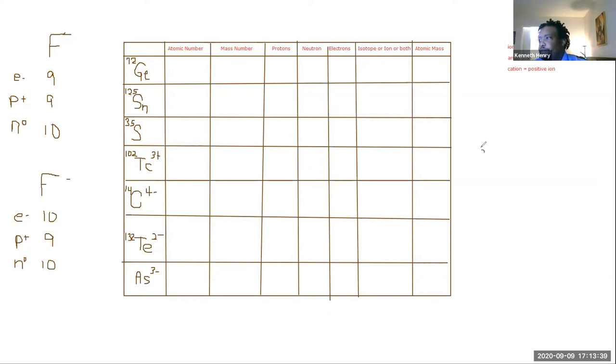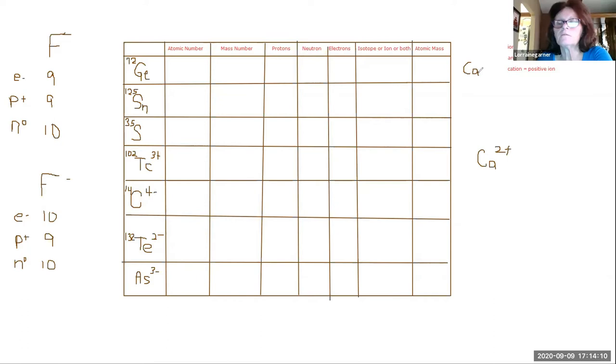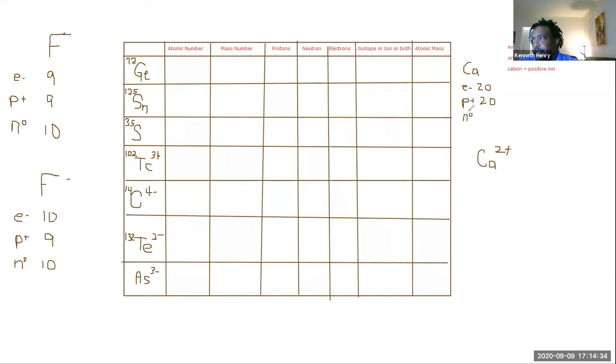So let's say we have Ca2+. So this is calcium, right? This tells me that I've lost 2 electrons. So how many electrons does calcium normally have? Everybody has a periodic table available? 20. Okay, so it normally has 20. Protons, how many protons does it have? 20. Okay. And then neutrons? 20.